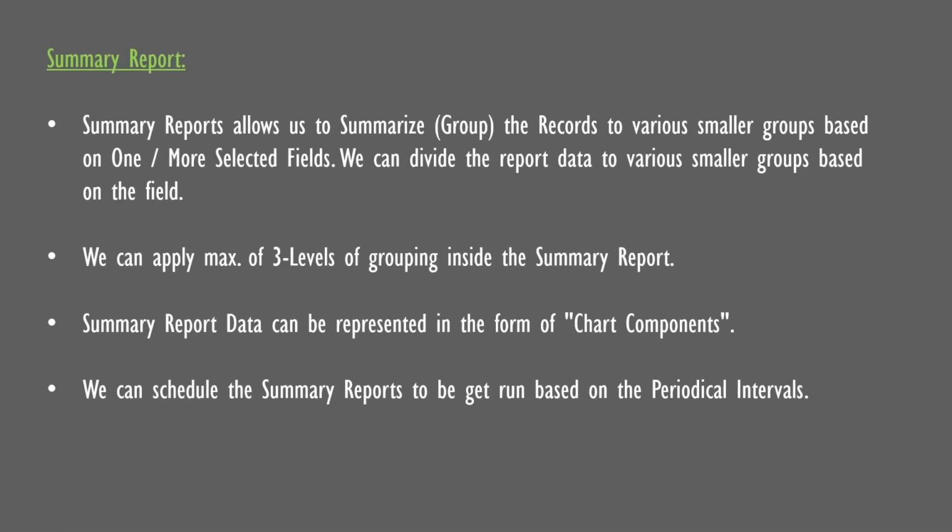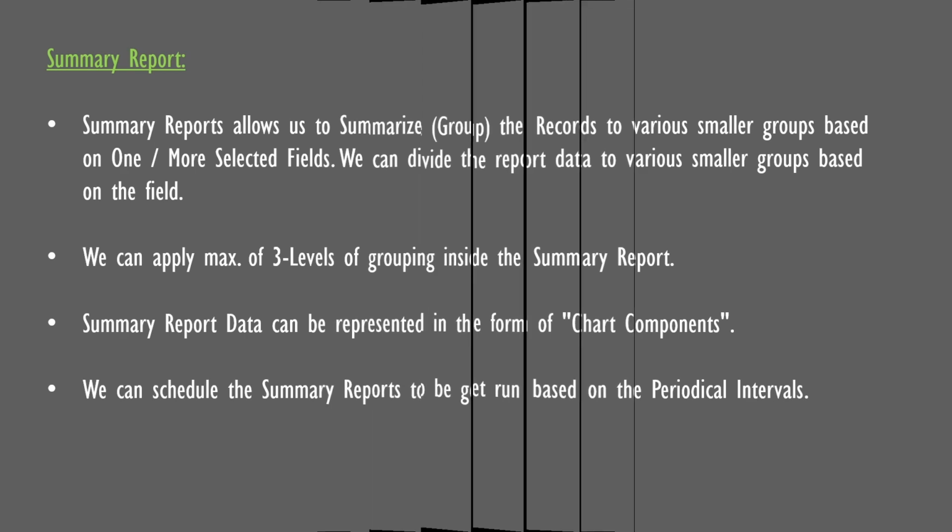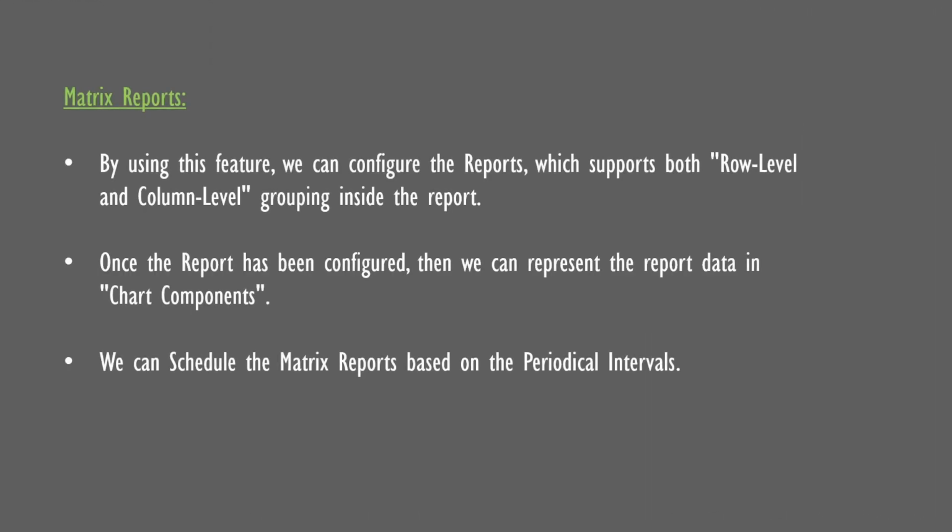Summary report. Summary reports allow us to summarize the records into various smaller groups based on one or more selected fields. We can divide the report data into various smaller groups based on the field. We can apply a max of 3 levels of grouping inside the summary report. Summary report data can be represented in the form of chart components. We can schedule the summary reports to be run based on periodical intervals.